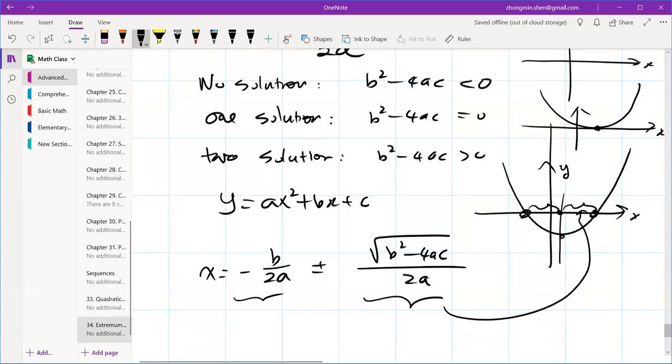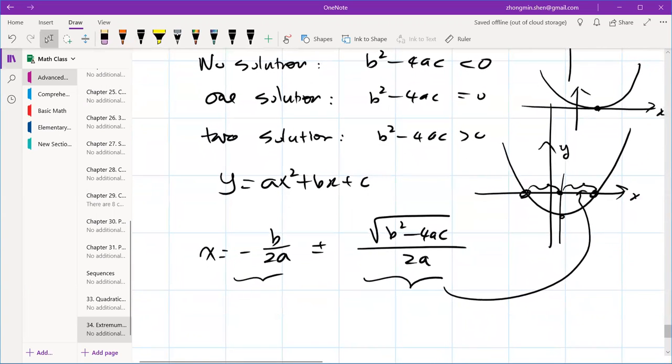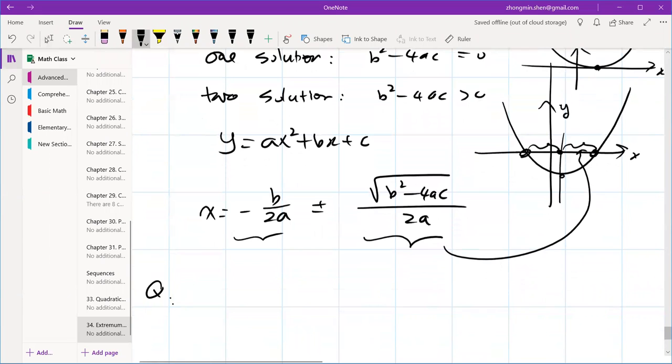Okay, and we should understand this picture here. The geometric meaning of this radical, the square root of b squared minus 4ac, is the distance between the middle point and the x-intercept. And how do we get this? We complete the square and express it in standard form, then we get this. Okay, so let's look at the following problem.